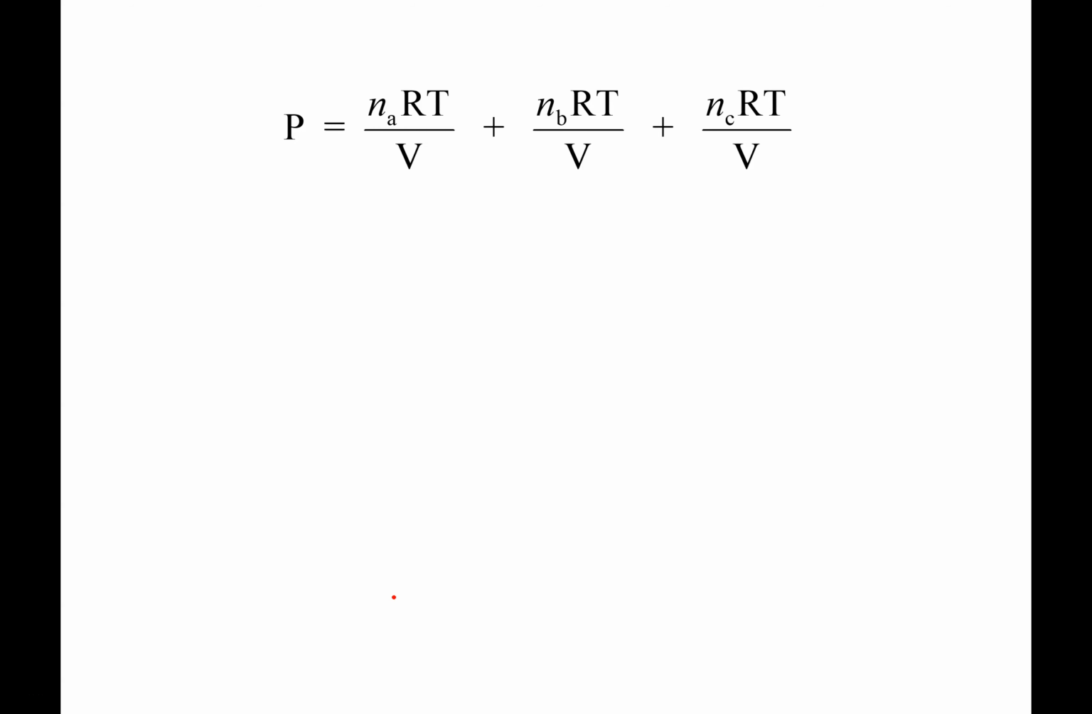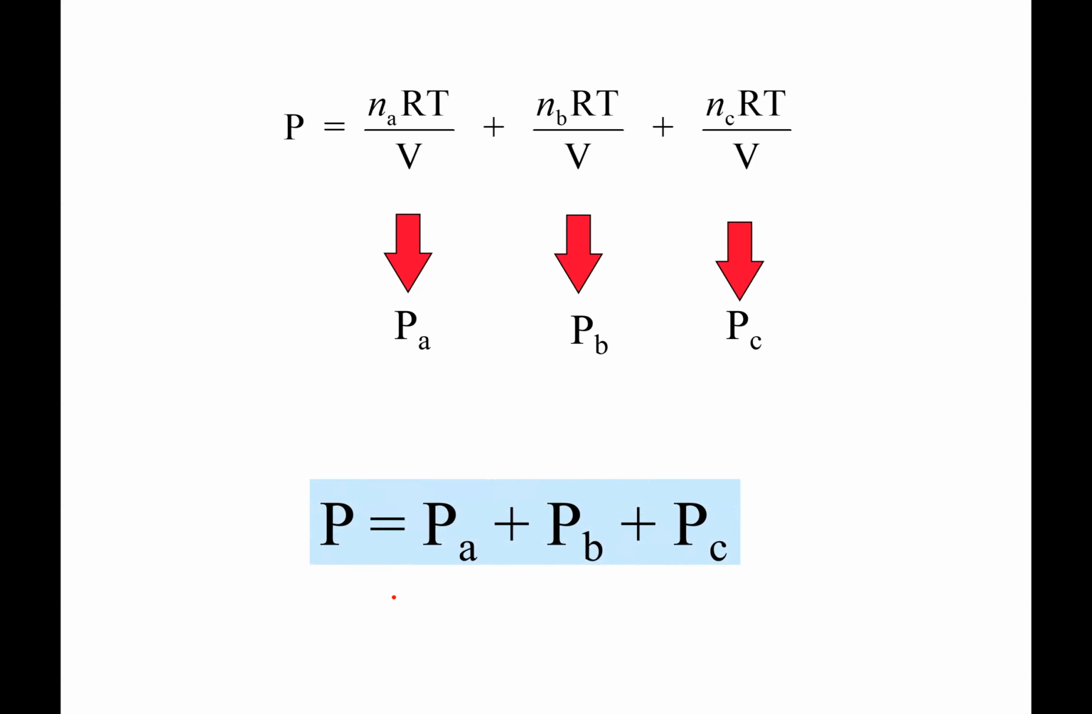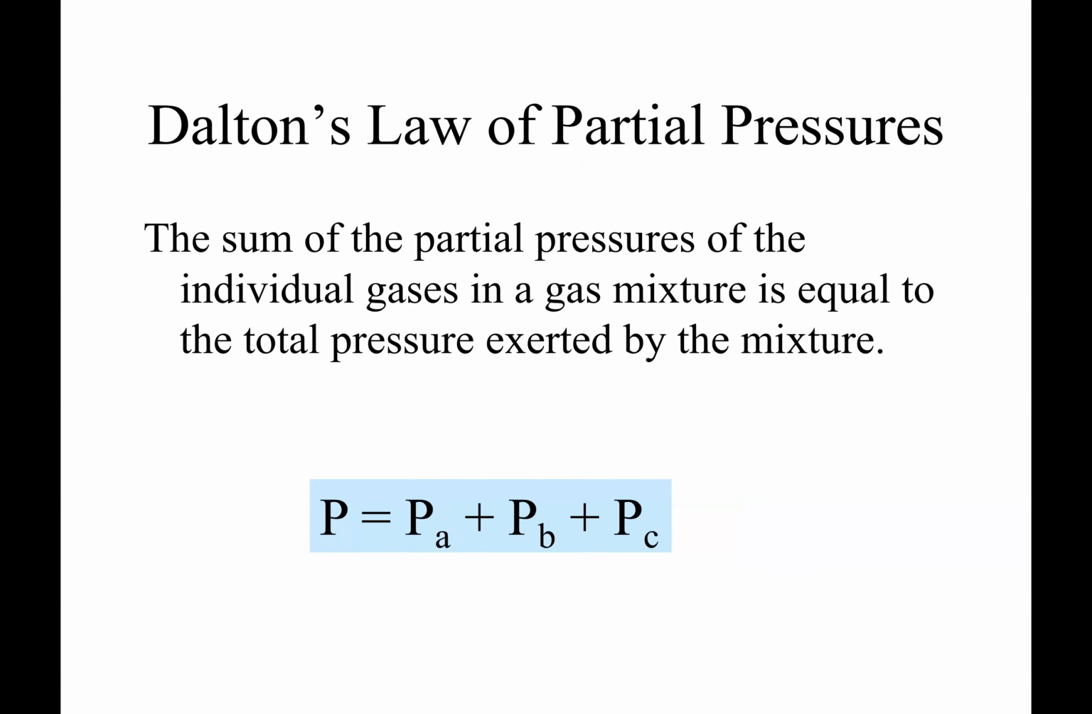Because each one of those three quantities added together on the right is equal to the partial pressures of each of them individually. Yay, Dalton. We have come up with Dalton's law of partial pressures. Dalton said that if you have multiple gases, in this case gas A, gas B, and gas C, all banging around in the same container, their pressures are additive, basically. That's it. That's totally it.